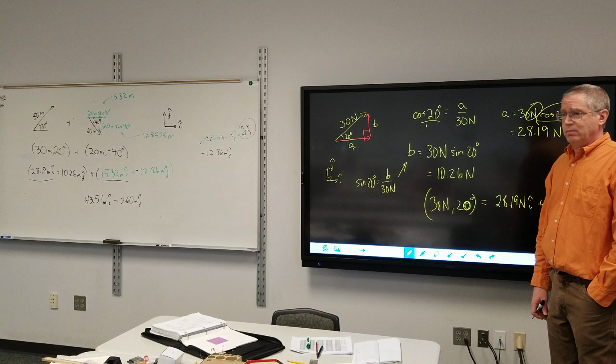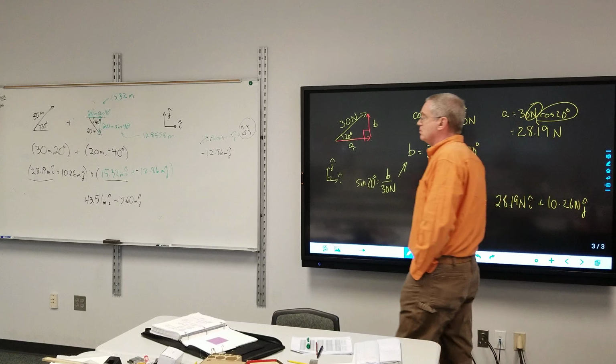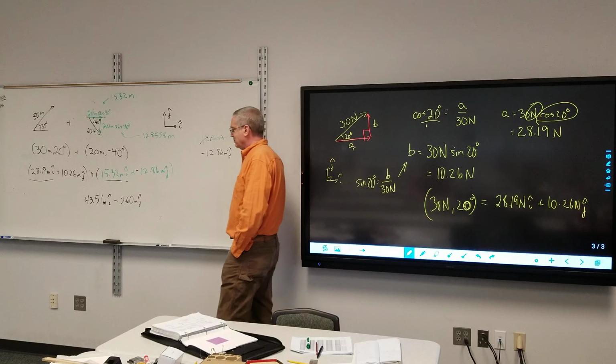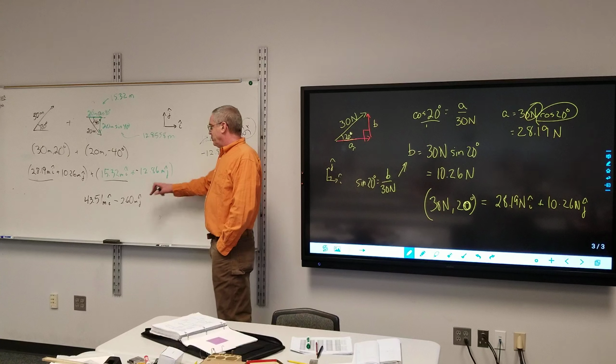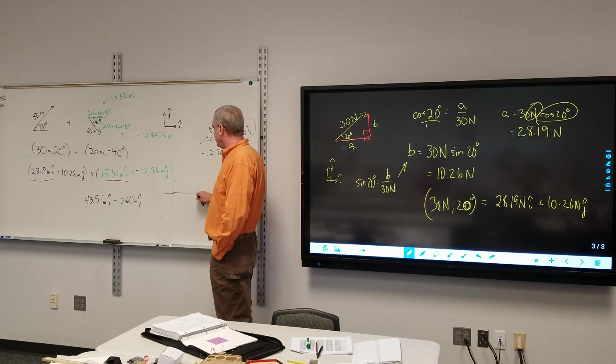Sure, nothing wrong with that. You open yourselves up to potentially more mistakes. But let's do it anyway. Put this back in polar form. I have a coordinate system here. I'm going to start here, I'm going to the right 43.51 meters, and then I go down 2.60 meters.